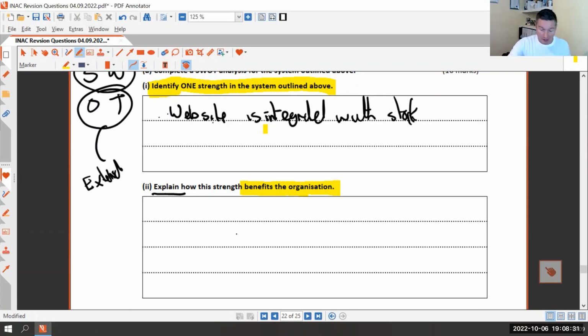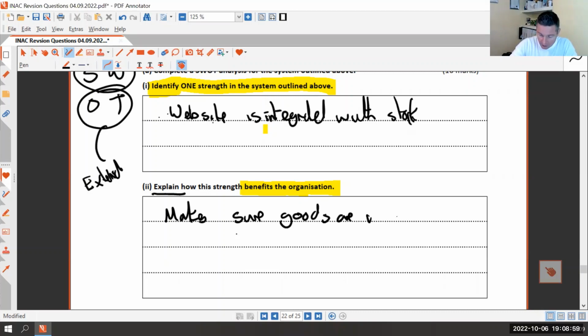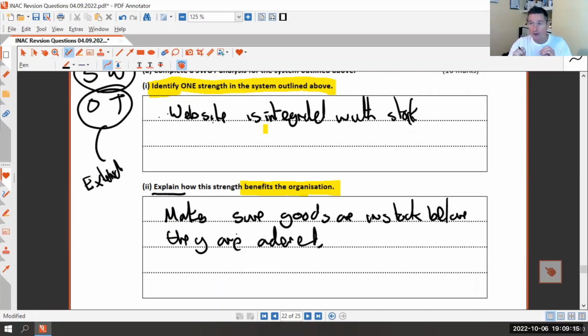So in terms of how this works, it makes sure, I mean, you can come up with a different explanation. There are other ones. So there's two actually there. Paul's done a good one, and Sarah's done a good one. Make sure goods are in stock before they are ordered. That isn't good enough. We need to take it further.